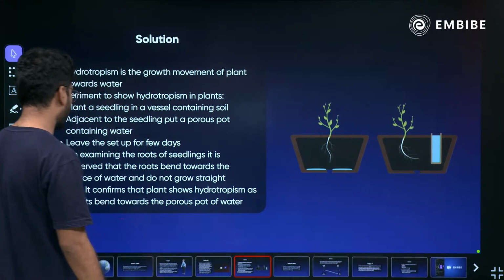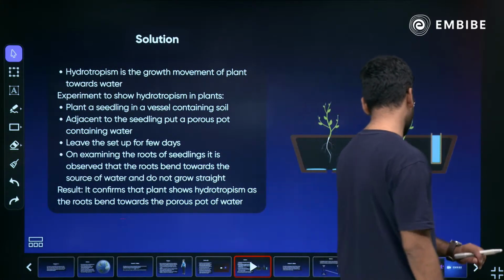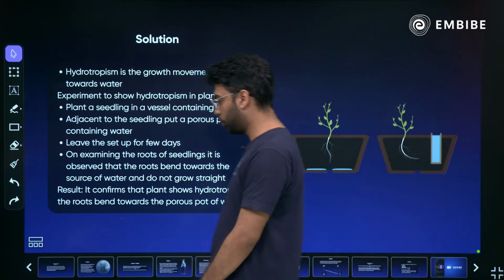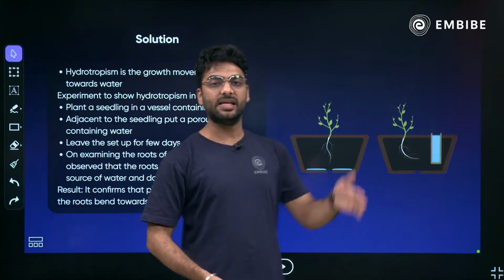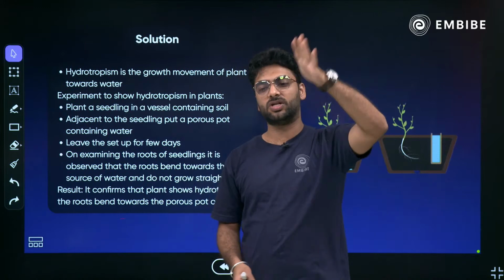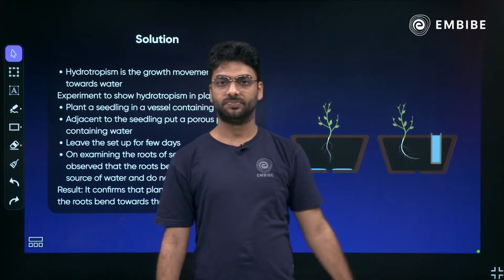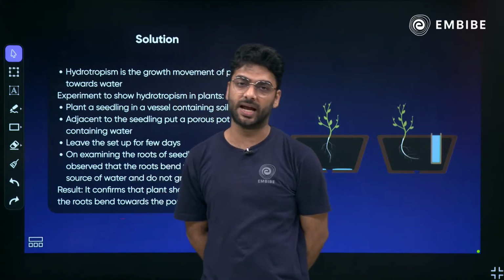So this is clear. Hydrotropism is clear to all of you. Is it clear to all of you? Hydrotropism is clear. Any questions till now? Anybody please tell me. The gap between the neurons is called the synapse. Correct, Akshansh.